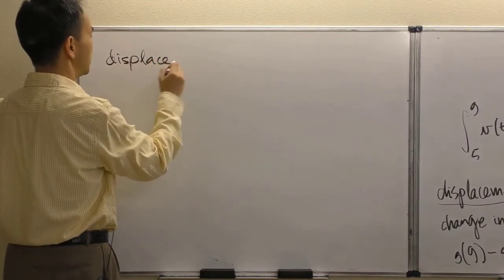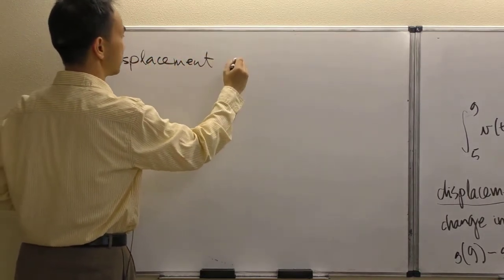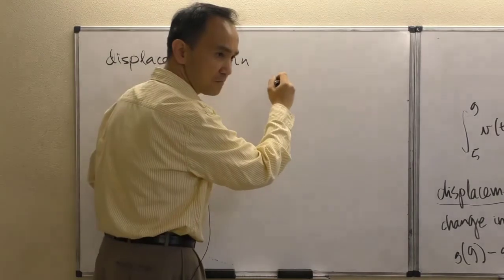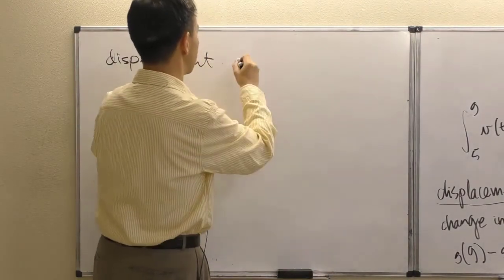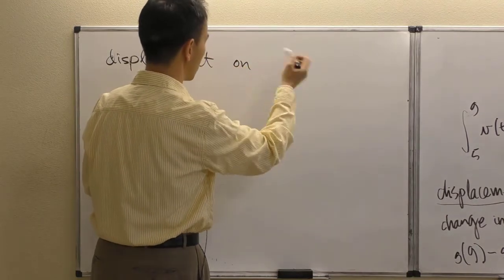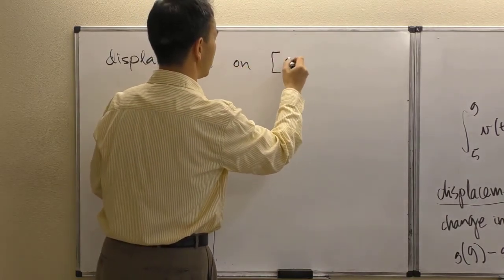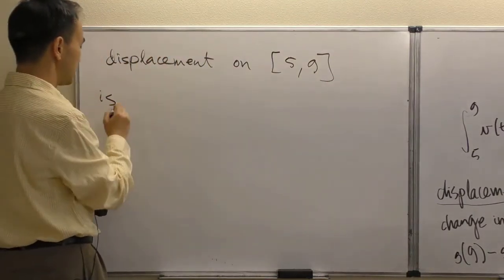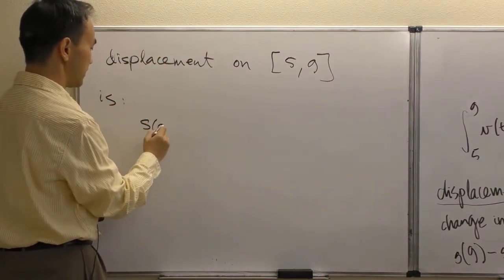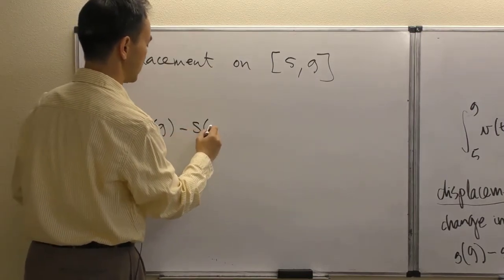We know velocity is given. That's what the problem has for us at the start, and that's why finding displacement in this case, and specifically displacement on the interval, the net displacement, the total displacement on the interval from 5 to 9 right here, is just simply this quantity, s of 9 minus s of 5.